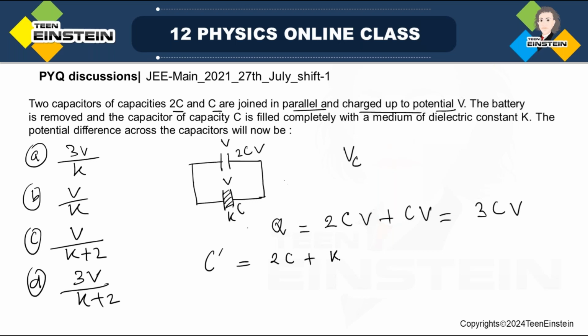K into C. That means this is (K plus 2) into C. This is the new capacitance in combination. Okay, now what will be the potential then? The charge is the same, right? Q will be C prime into V common, or let us say V prime. We have to find out the potential.